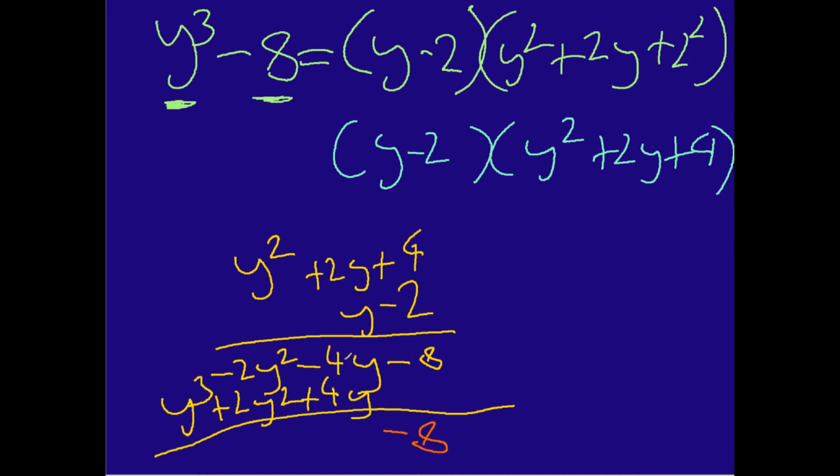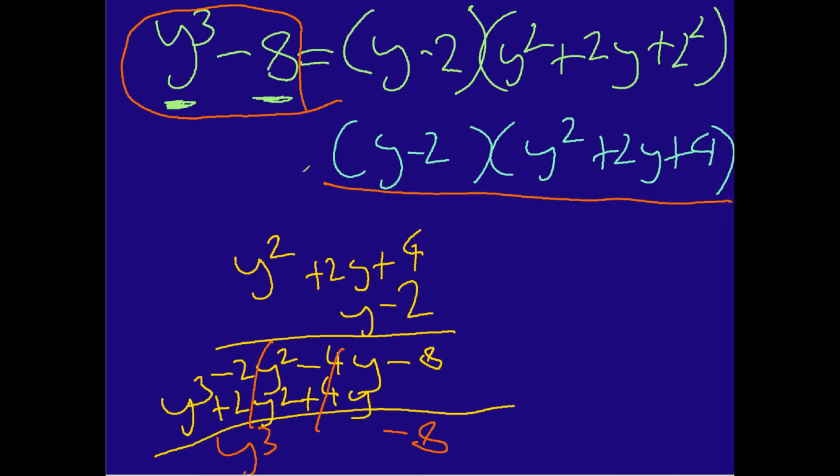Negative 4y and positive 4y cancel out. Negative 2y squared and positive 2y squared cancel out. And then we have the y cubed. And so you can see I have y cubed minus 8, which is exactly what my original value was. So we know that this answer we got here is correct. This is how you factor y to the third power minus 8. And so that's how you do these factorings for a difference of cubes.